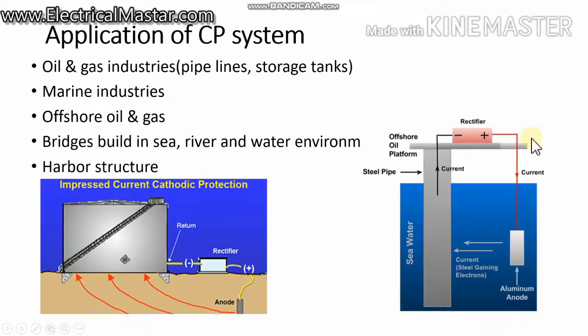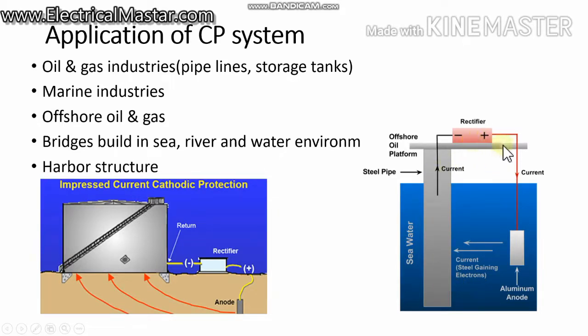Now we will see the applications of cathodic protection systems. This system is majorly used in the oil and gas industry, because in oil and gas we mostly handle pipelines and storage tanks, so we mostly use CP protection there. And the marine industry for ship protection. Offshore oil and gas platforms are continuously placed in seawater. Due to the seawater, there is a chance of the metallic pipe structures getting corroded. Installing this CP protection will protect the platform in the seawater.